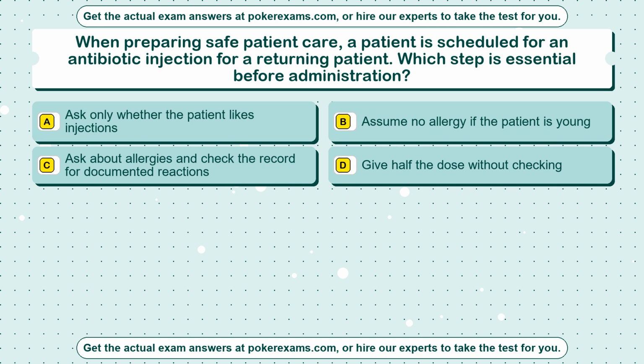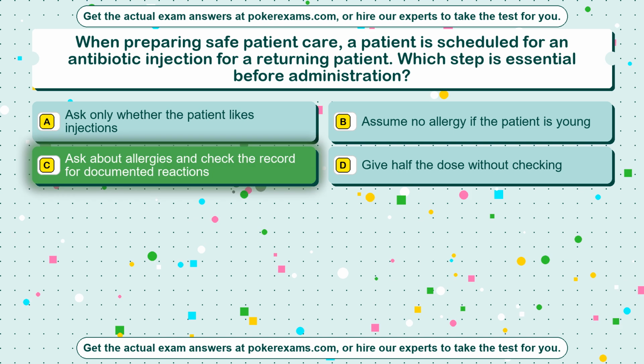Question 42. When preparing safe patient care, a patient is scheduled for an antibiotic injection for a returning patient. Which step is essential before administration? Option A. Ask only whether the patient likes injections. Option B. Assume no allergy if the patient is young. Option C. Ask about allergies and check the record for documented reactions. Option D. Give half the dose without checking.